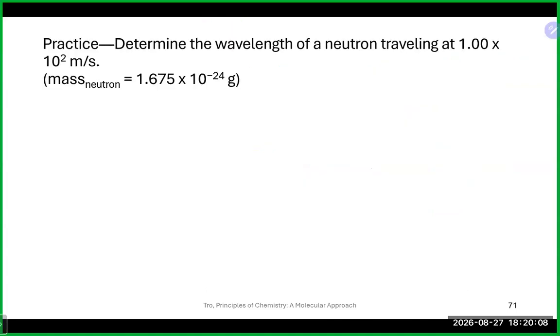All right, let's try one more here. Let's calculate the deBroglie wavelength for a neutron that is traveling 1 times 10 to the 2 meters per second. Okay, so let's take a look. Again, we're going to use the same formula there, h divided by our mass and our velocity. We obviously have our velocity given to us, and we do have our mass.